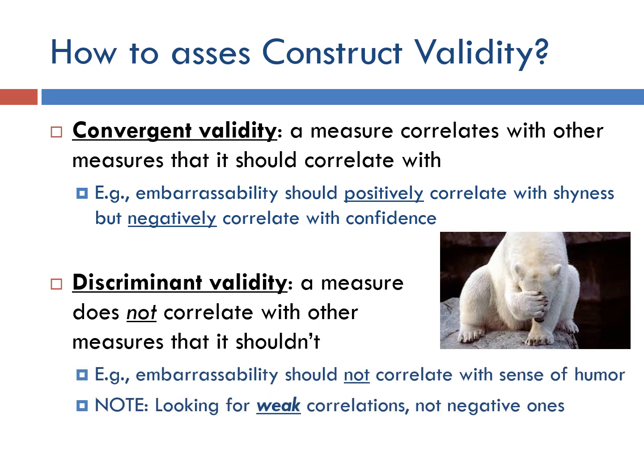So for instance, how much embarrassment you have should not correlate with sense of humor. You can be someone who experiences embarrassment and have a great sense of humor, or you could be someone who's never embarrassed and have a great sense of humor. Humor has absolutely nothing to do with how embarrassed you are. So with discriminant validity, we expect zero correlation or close to zero.